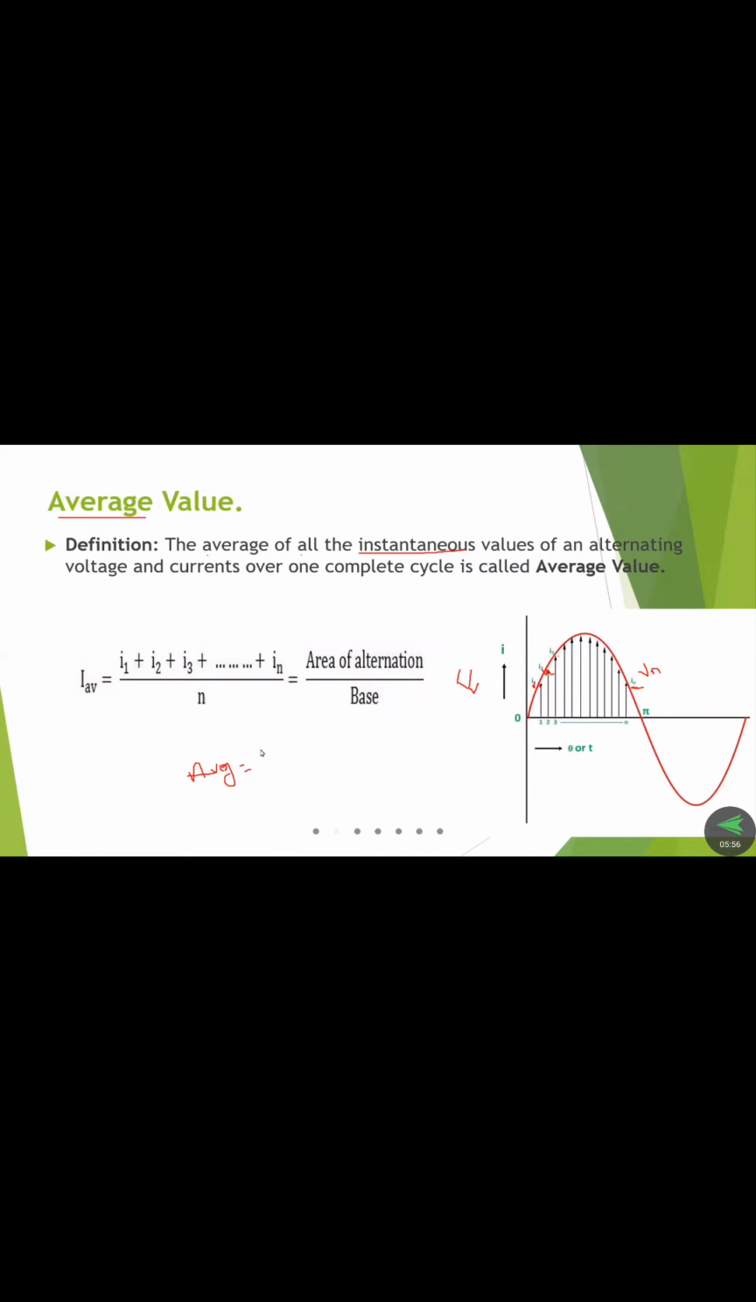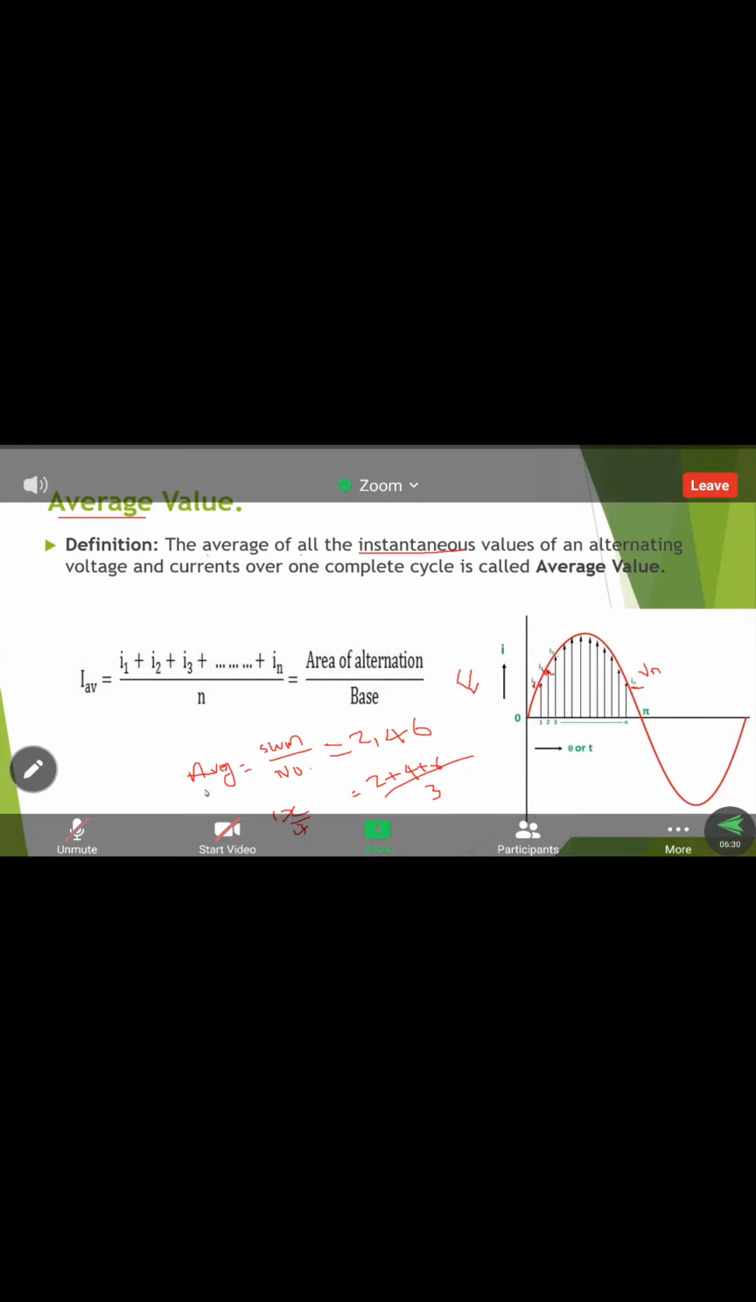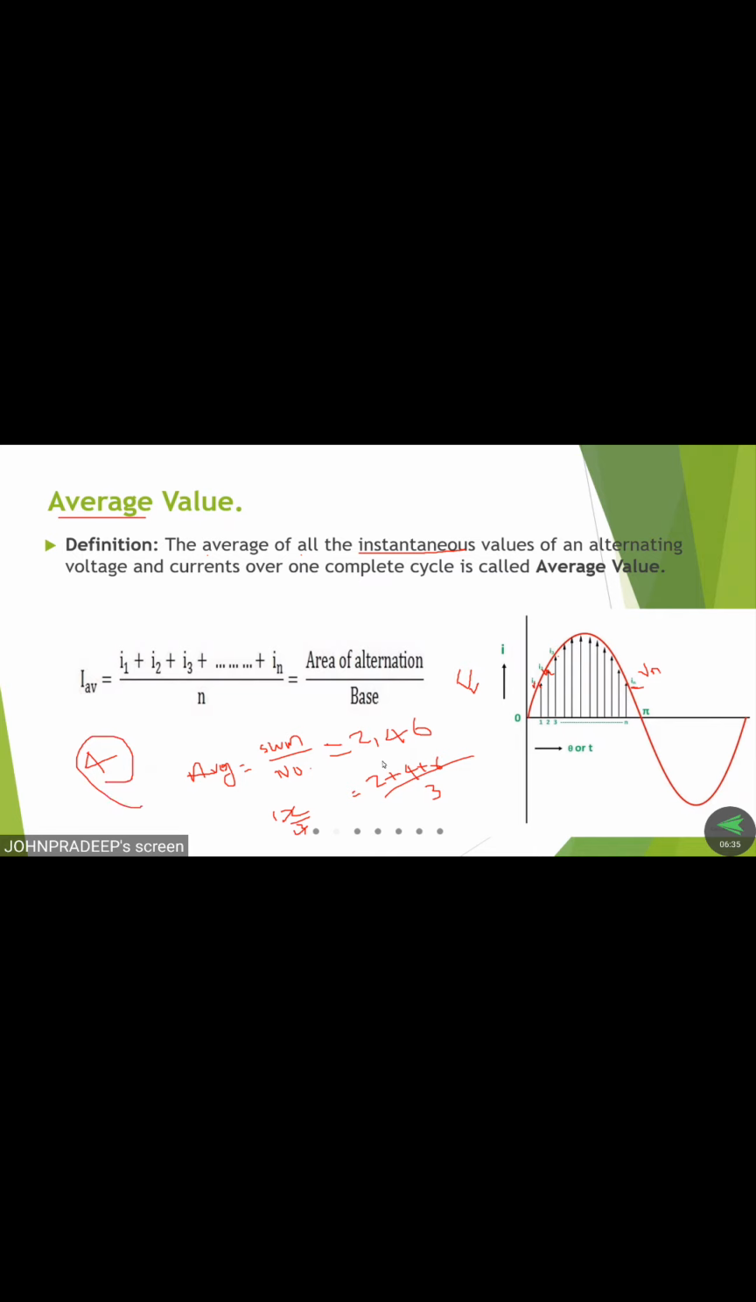For the average formula, it is the sum of the quantities by the number of quantities. For example, if you want to take the average of 2, 4, 6, what will we do? There are 3 digits available. So 2 plus 4 plus 6, divided by the number of quantities, which is 3. 6 plus 4 is 10, plus 2 is 12. So 12 by 3, 3 fours are 12. So what average value are we obtaining here? 4 is the average value obtained for the given 3 values.